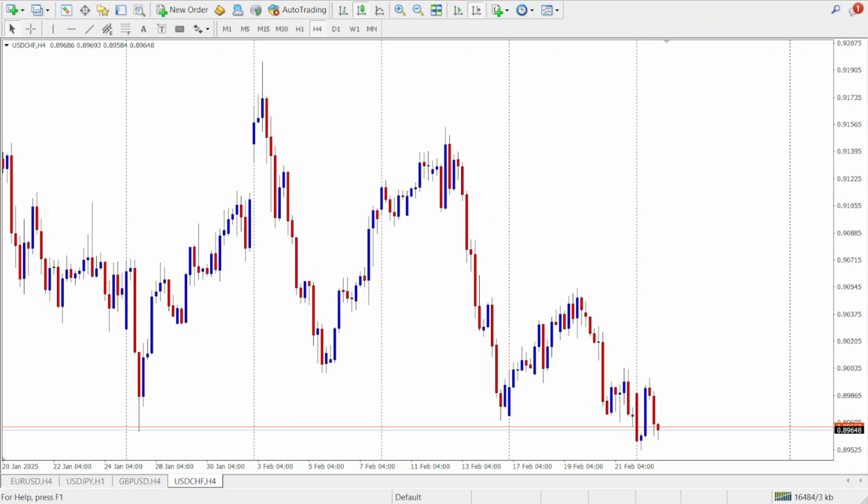So now, first things first, let us break down what Heikin Ashi actually is. All right, let me add the Heikin Ashi indicator to the charts.